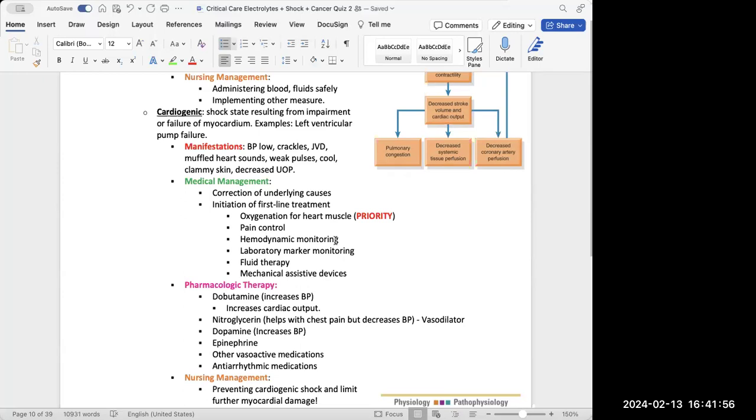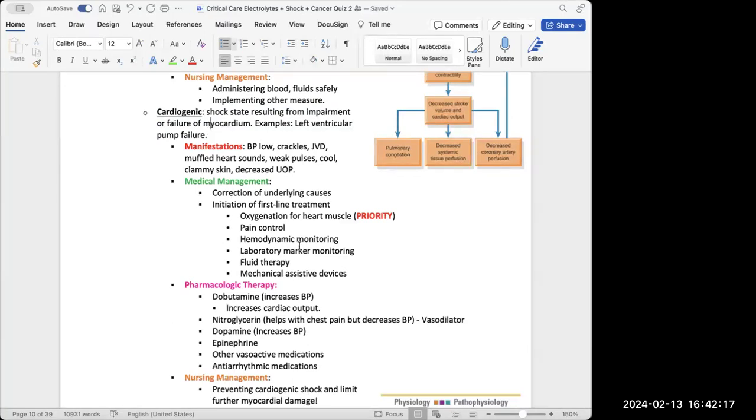So that's why I don't know, but I did see somewhere on CoursePoint it said it was separate. So I was a little confused by that, but I've never seen a question where they asked to identify them. So I would not get too crazy with it. I would just definitely know that septic, anaphylactic, and neurogenic are distributive.